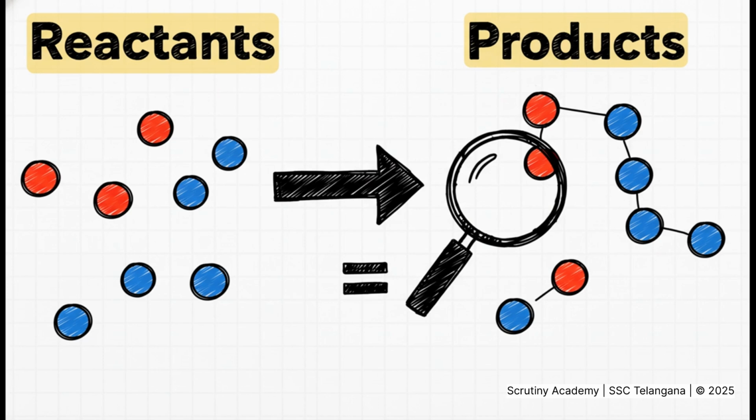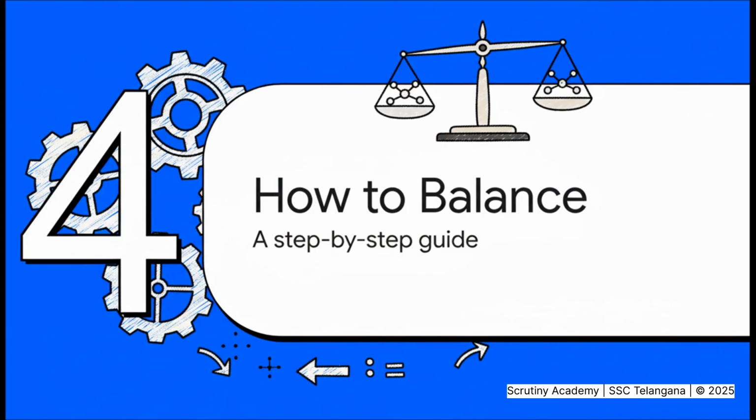The number of atoms for each element has to be exactly the same on both the reactant and the product side. They've got to match up. Okay, now we get to the really fun part, making our equations actually obey the law. Balancing is kind of like a logic puzzle.